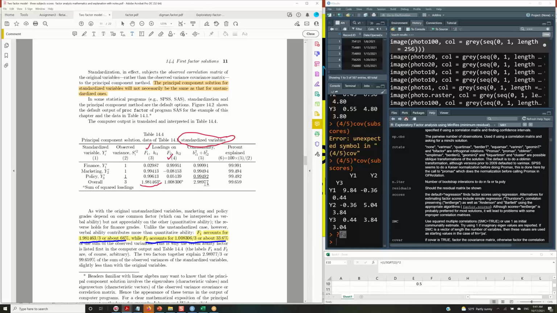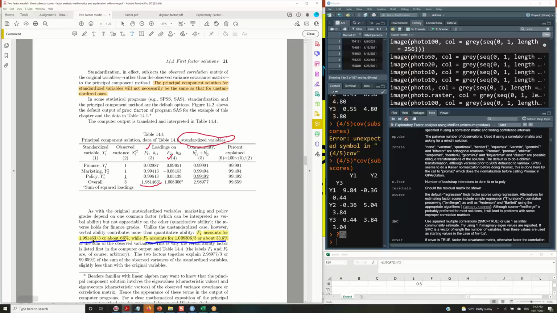The total communality is 2.98. The total variance is 3. Look at this one: the variance is 1, 1, 1, because it's standardized. It's 3, and your explained variance is 2.987, which is almost 3. So your two-factor model explains 99.66% of total variance. Super model, isn't it? And the first factor alone has a loadings total value of 1.98, and this has 1.008.